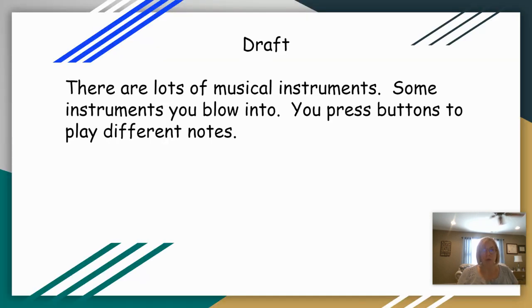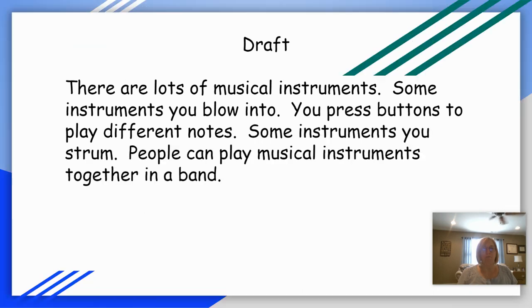So here is my draft. My first sentence includes my topic. There are lots of musical instruments. Now here I go for the information I'm taking from my first idea box. Some instruments you blow into. You press buttons to play different notes. So I gave a little information about the instruments that you blow into. Okay? Not difficult. You could take that even just from the picture that you saw.